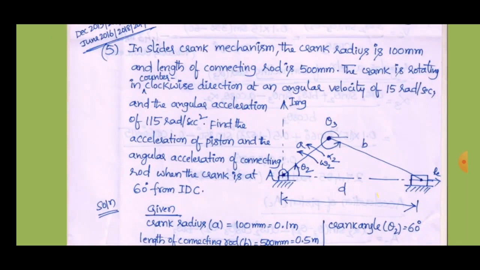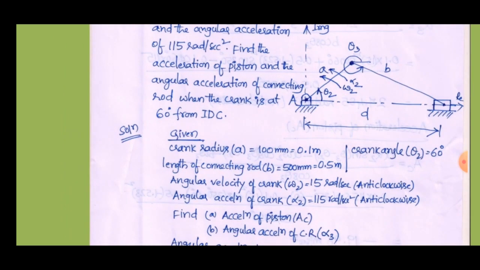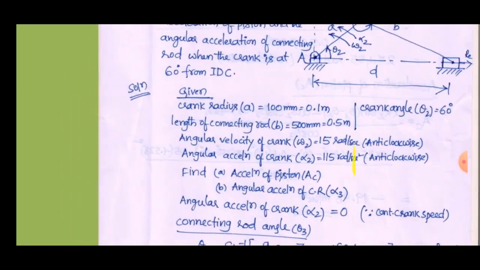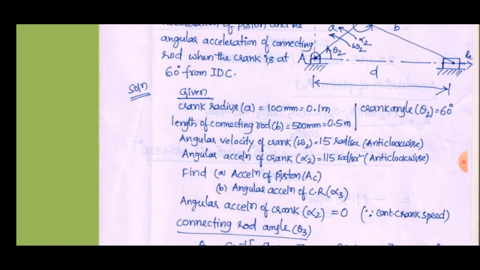Next, the angular acceleration of 115 radians per second square. So angular acceleration of the same crank, that is alpha 2 is equal to 115 radians per second square. So it is also anti-clockwise. Then find the acceleration of piston, that is AC, and angular acceleration of connecting rod, that is alpha 3, when the crank is at 60 degree from inner dead center. IDC means inner dead center, 60 degrees. So crank angle, that is theta 2 is equal to 60 degrees.